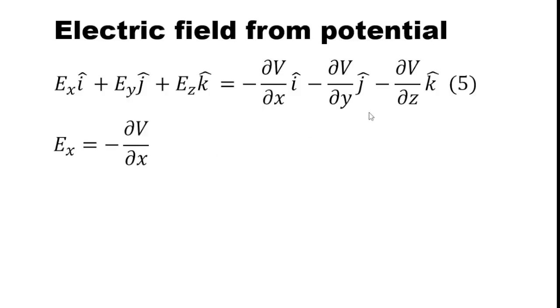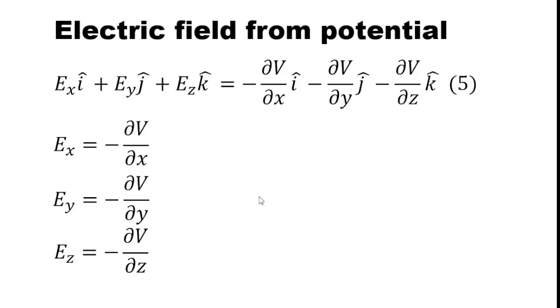Similarly, the comparison of j unit vector on both sides of equation 5 gives us the y component of electric field, and it is equal to minus partial derivative of potential with respect to y. Similarly, on comparing the z component, that is k unit vector, we obtain the z component of electric field, and it is equal to minus partial derivative of potential with respect to z.